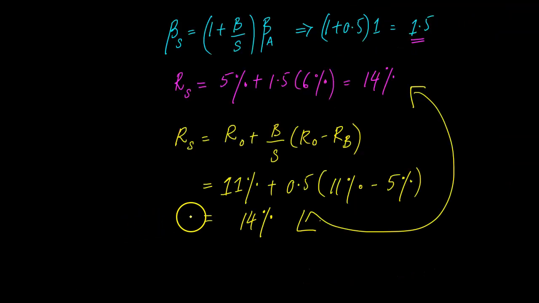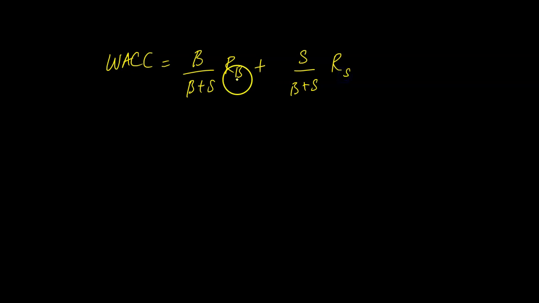Well, that part is easy. The weighted average cost of capital is B over B plus S into the cost of debt plus S over B plus S into the cost of equity. Notice I don't have a 1 minus T in this formula because we are in the perfect world of Modigliani and Miller. There are no taxes. This is 5%. This, we now know with leverage, is 14%. And we know that the debt to equity ratio is 0.5.